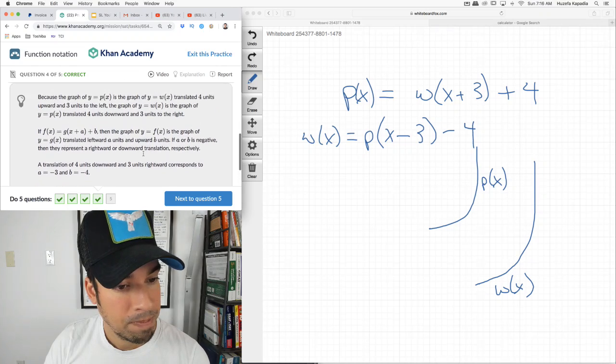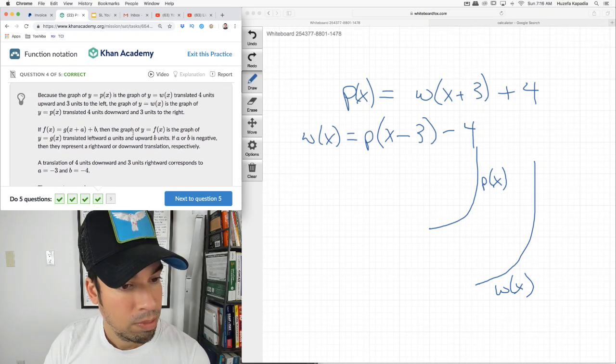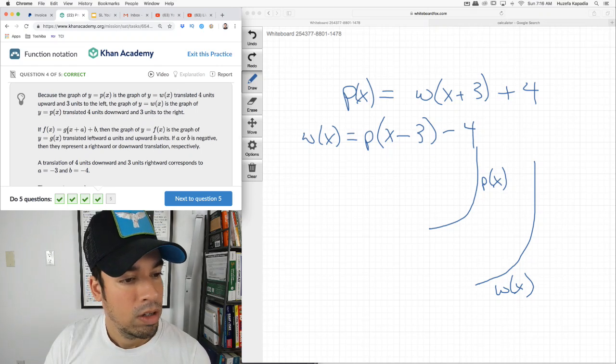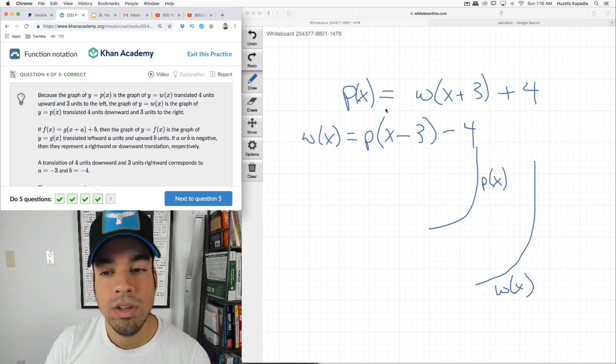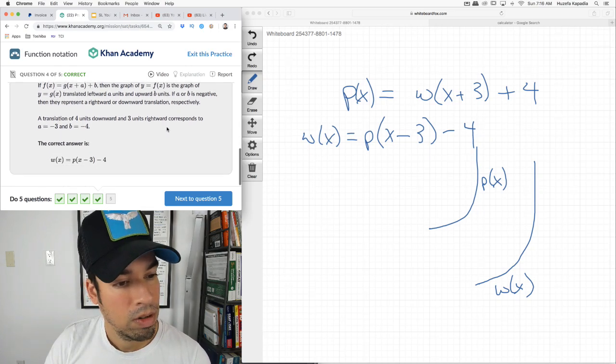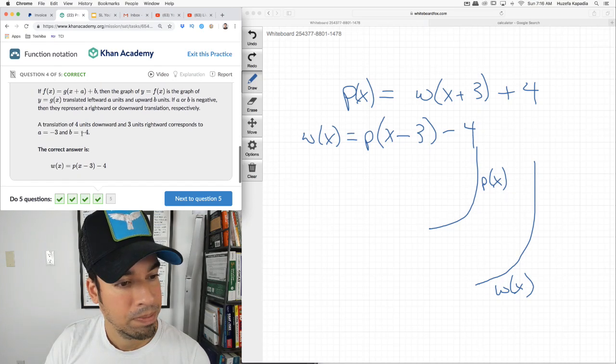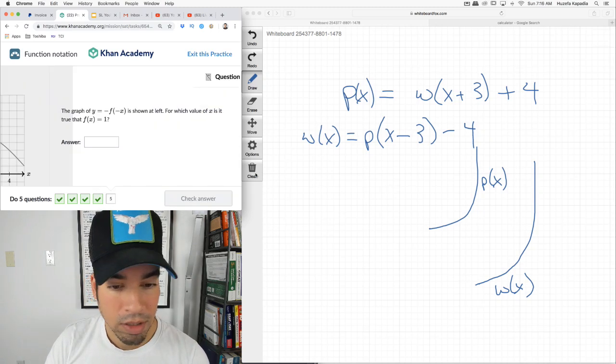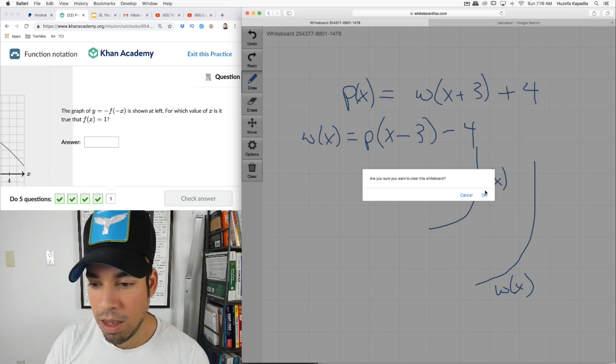Let's see. P of x is the graph of this. Yeah, so I did read it correctly. Of this one translated 4 units, blah, blah. See, so they didn't start with this and then come to this, but okay. This right word corresponds to -3. Right and downward translation. Okay, anyways, pretty tricky question.